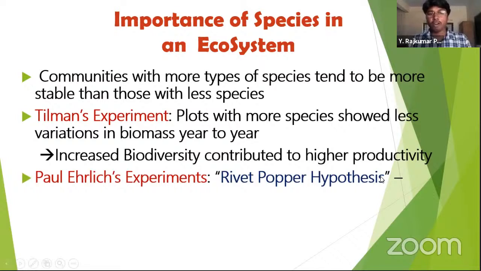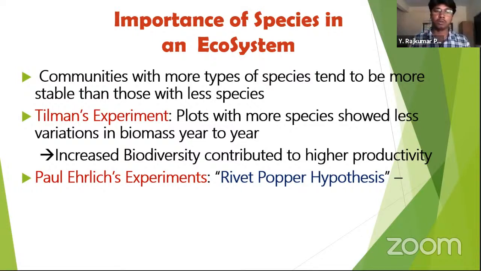Next, Paul Ehrlich's experiments. He explained his experiment as the Rivet-Popper hypothesis. Here the rivet means the bolt. In machines, you find small nuts and bolts, isn't it? They are useful for the fixing of any machinery, isn't it? So these nuts and bolts, mainly bolts, are called rivets.